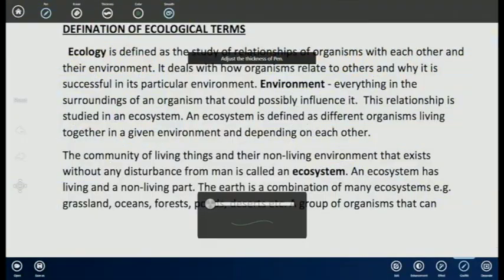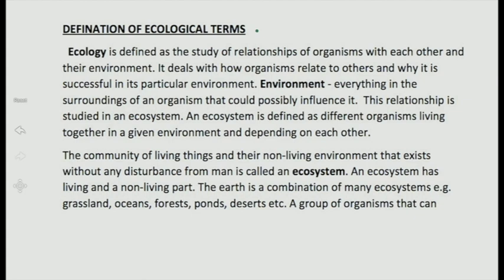Now, let's look at the next part. Then we will look at pollution and conservation. Definition of ecological terms. These terms include ecology.